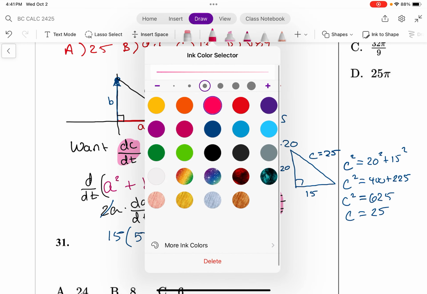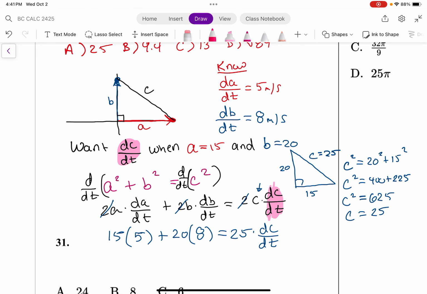All right, so I'll just plow through the arithmetic. 15 times 5 is 75, plus 160, equals 25 times dC/dt. So that means 160 plus 75, and then divide that by 25. Well, that is 235 divided by 25, 9.4. 9.4 meters per second, so that answer is B.